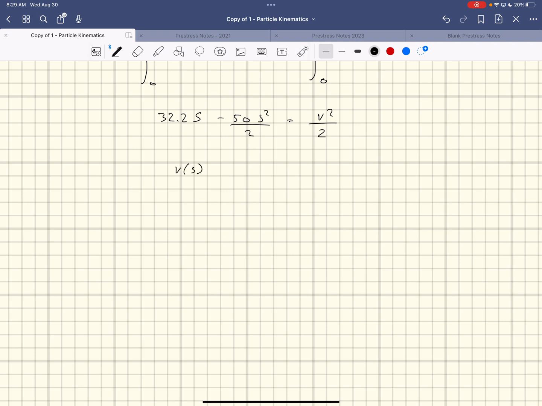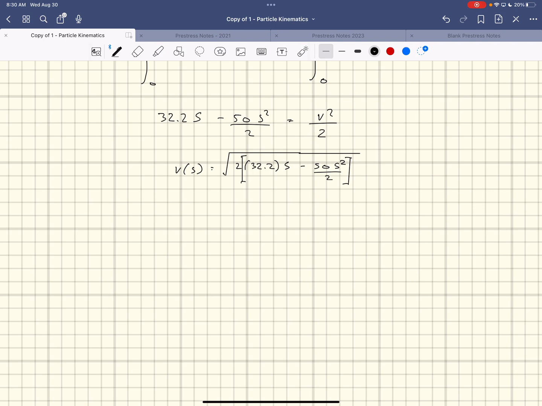So v of s ends up being equal to the square root of 2 times 32.2 times s minus 50 s squared over 2. And that 2 is multiplied by the whole thing. Okay, so that's my velocity as a function of position.